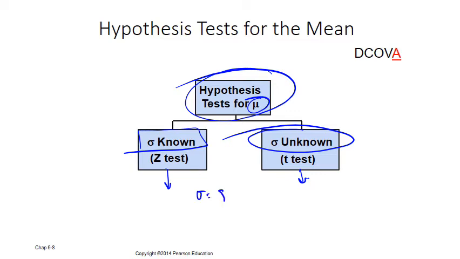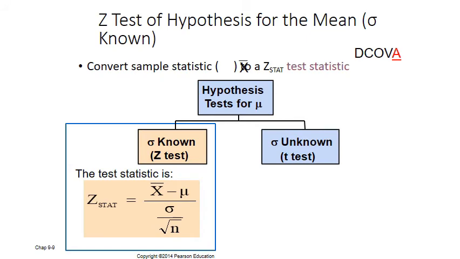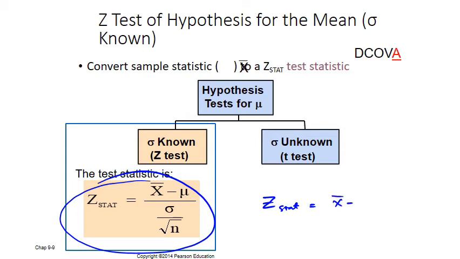If sigma is given, then z-test. If sigma is not given, then we will use the t-test. Okay, what is the z-test? This is the z-test which we have already used in chapter 8 and chapter 7 as well. The same formula: z-stat equals x bar minus mu over sigma divided by square root of n. You know what n is, sigma is, and mu is, so just substitute the values and you can get the answer.